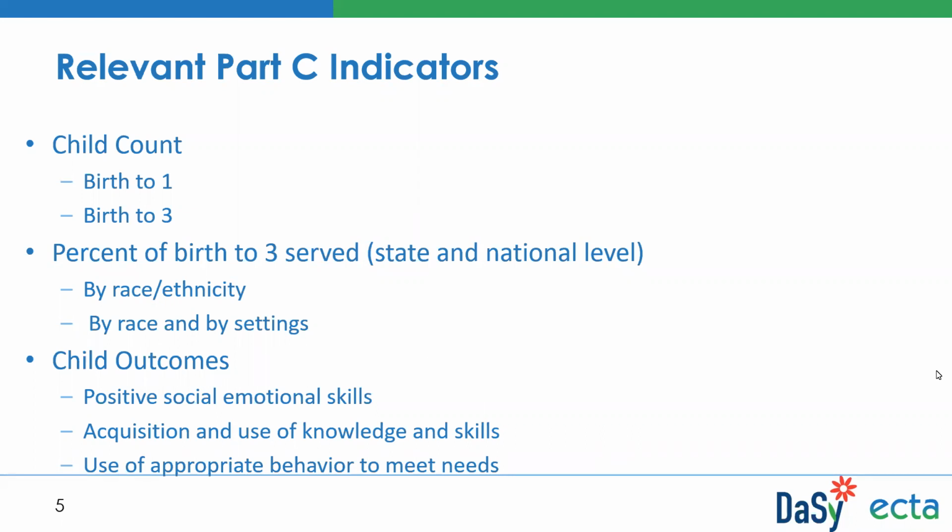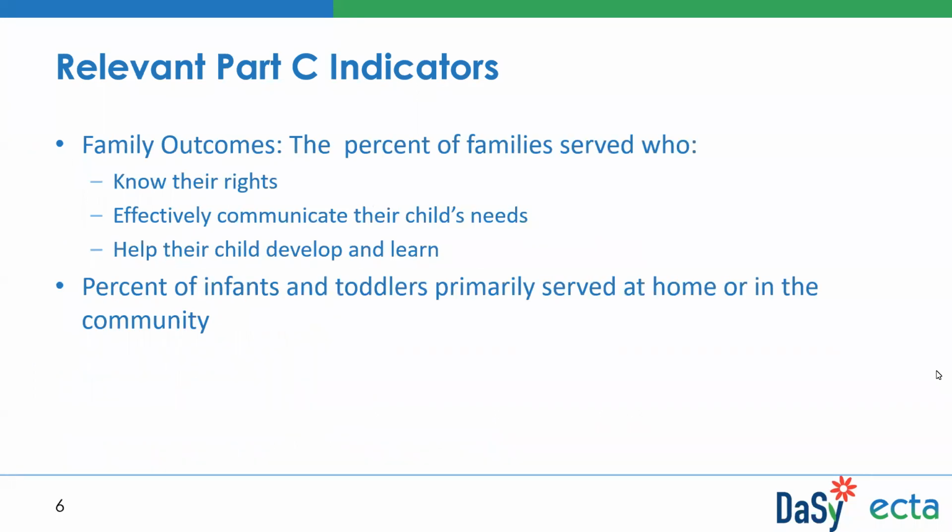Another key indicator is related to child outcomes. We're also collecting data around the outcomes for children that is focused on three primary outcomes: positive social emotional skills, the acquisition and use of knowledge and skills, and use of appropriate behavior to meet their needs. Additionally, we also have family outcome data, and this looks at the percentage of families who know their rights, who are able to communicate their child's needs, and are able to help their child develop and learn.